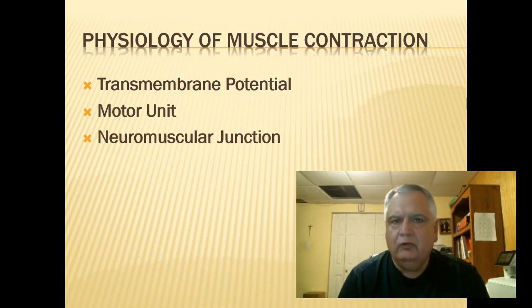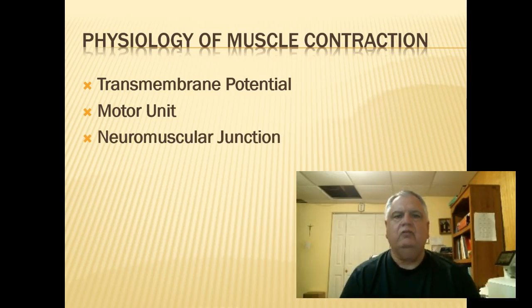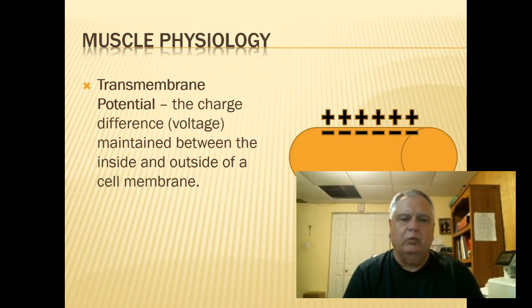call the neuromuscular junction, that place where a neuron that innervates, a motor neuron that innervates or supplies a muscle, meets the actual muscle fiber itself. That's referred to as the neuromuscular junction. We'll get into more detail on that as we move along.